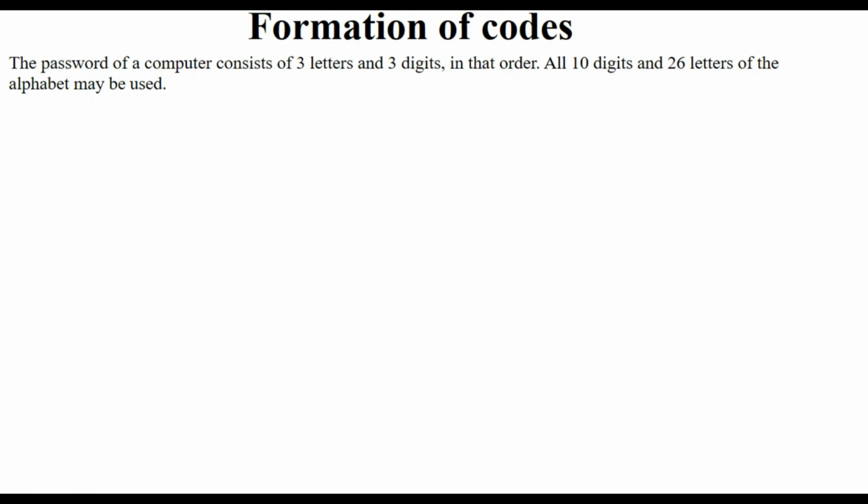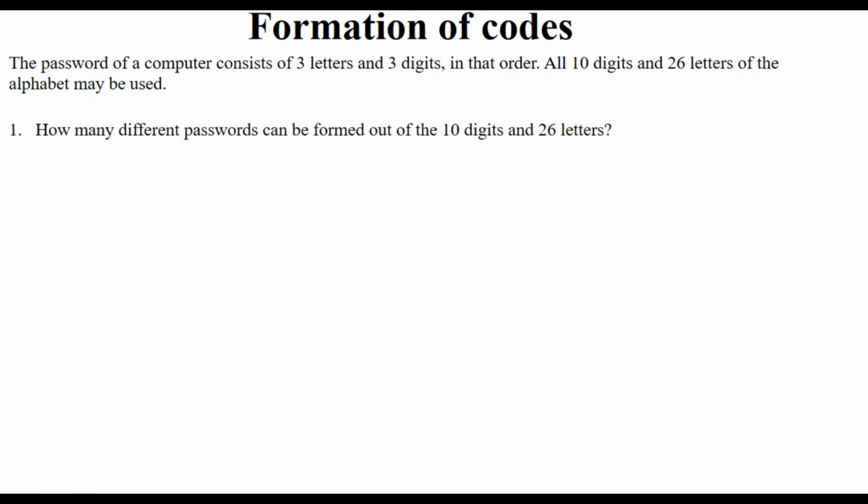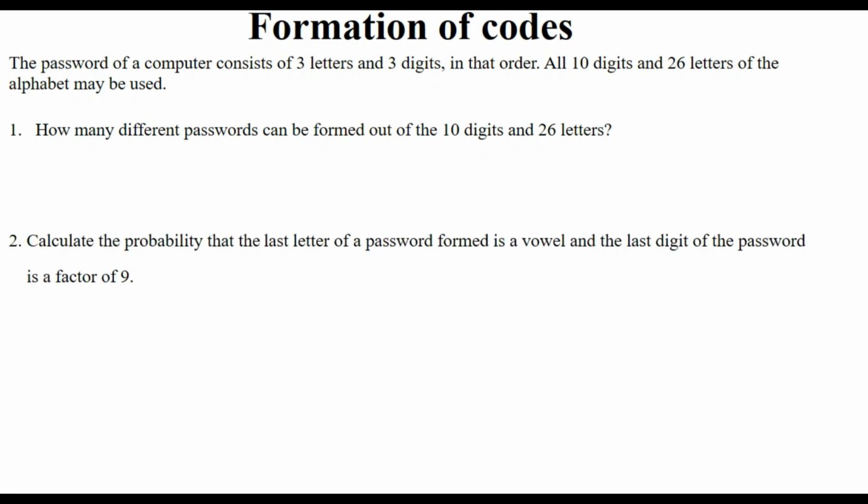Okay. Now, we have a question number 1. How many different passwords can be formed out of the 10 digits and 26 letters? Okay, and we are given the order of arranging these letters and these digits in that password. Then the second question, calculate the probability that the last letter of a password formed is a vowel and the last digit of a password is a factor of 9.